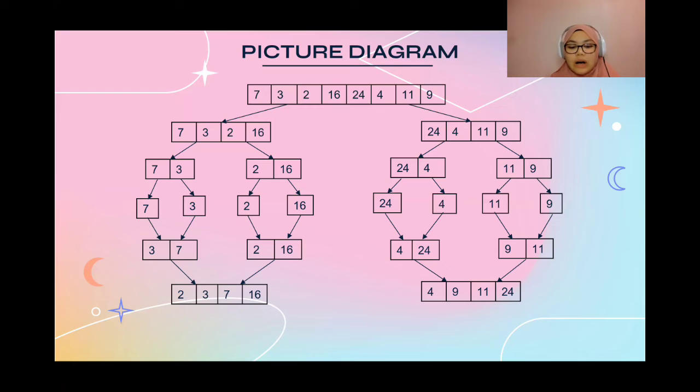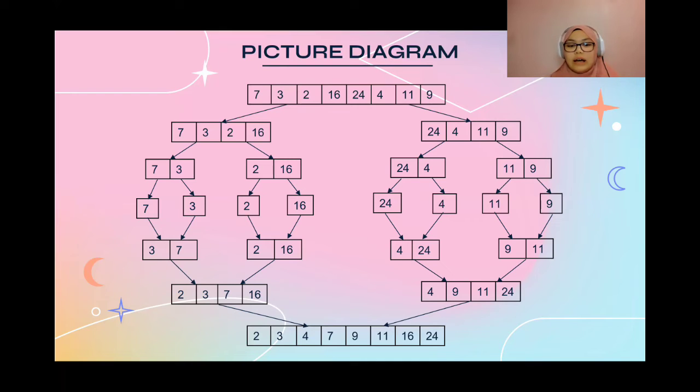That's how we got the last array that is fully sorted, which is 2, 3, 4, 7, 9, 11, 16, and 24. So that's how we sorted the numbers by using merge sort. I think that's it for my part. I will pass it to the next presenter to continue the presentation. Thank you.